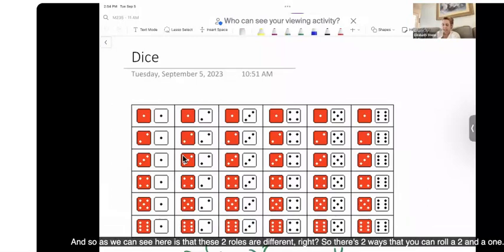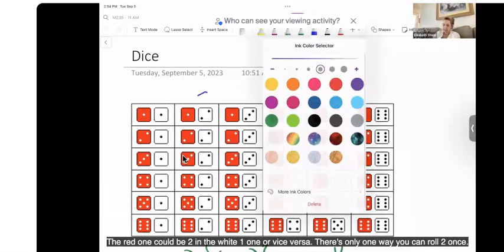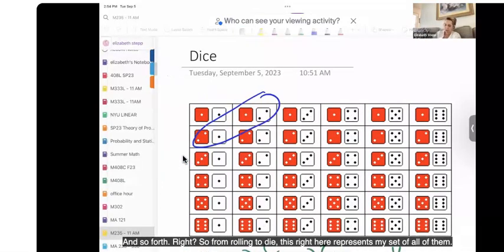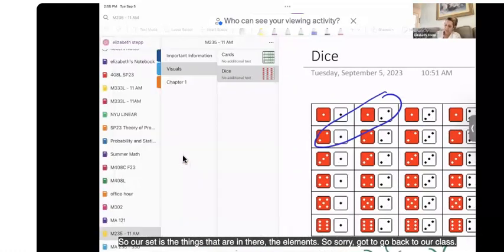As we can see here, these two rolls are different. There are two ways that you could roll a 2 and a 1: the red one could be 2 and the white one 1, or vice versa. There's only one way you can roll 2 1s, and so forth. So from rolling 2 dice, this right here represents my set of all of them. Our set is the things that are in there, the elements.